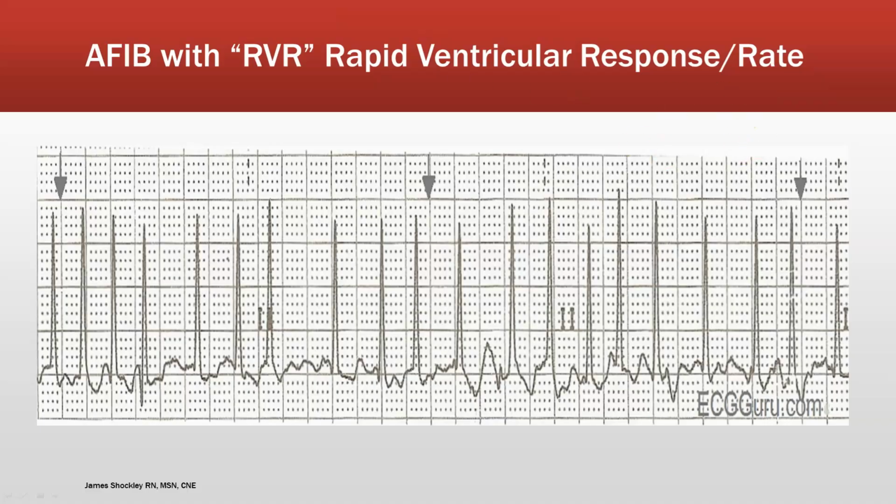So here is AFib with RVR. You do see that we have our markers for our 6-second strip. So we'll just go along between these. I'm not going to count this first one; we'll give it a little credit at the end. But I see 1, 2, 3, 4, 5, 6, 7, 8, 9, 10, 11, 12, 13, 14, 15, 16, 17, 18. So now that heart rate is like 180-ish, 180 plus.